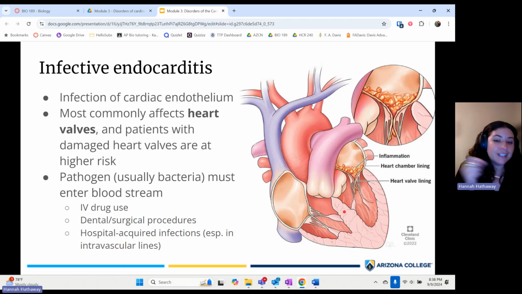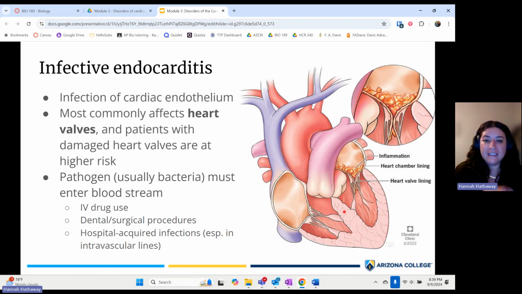So the good news is pathogens don't usually get into your bloodstream, right? Your immune system is set up to really keep them out of your bloodstream, because if they get in your bloodstream, they're going to go everywhere. So with infective endocarditis, really the only time you're at risk for it is if somehow a pathogen has been introduced into the bloodstream, usually in combination with some sort of immune suppression.